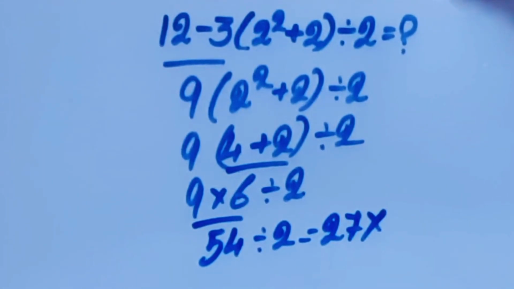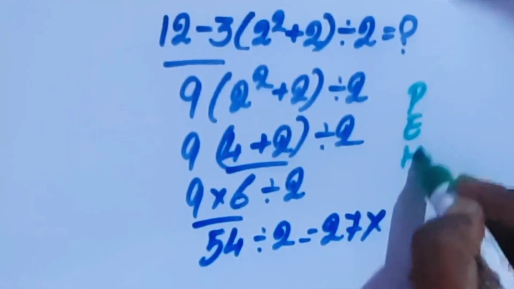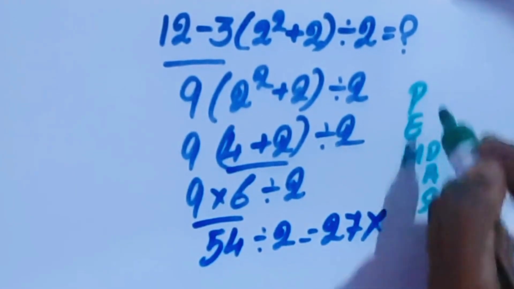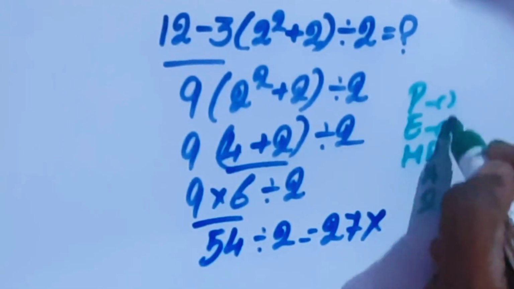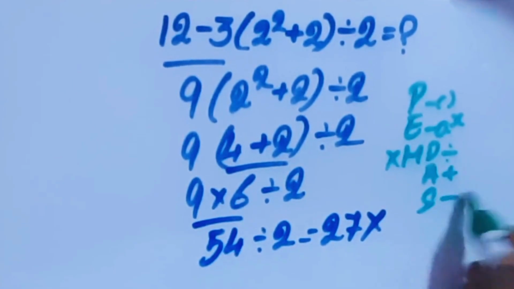As per the order of operations, this 27 is the wrong answer. Here we are going to introduce the PEMDAS rule from order of operations. P is bracket, higher priority. E is the exponent. M stands for multiplication, D stands for division, A stands for addition, S stands for subtraction.